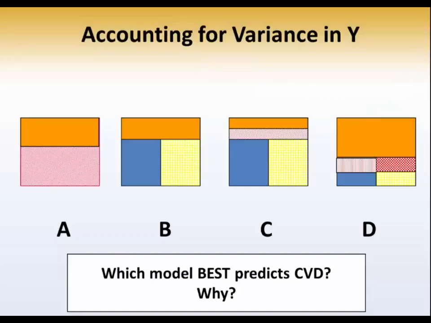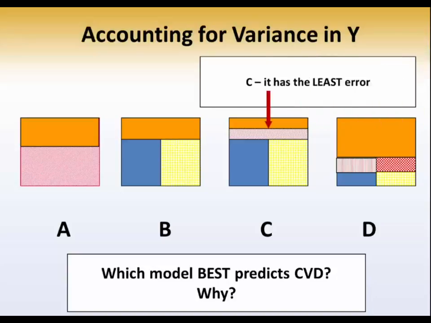Which model best predicts cardiovascular disease and why? C, it has the least error. You have three predictors, but it has the least amount of error.